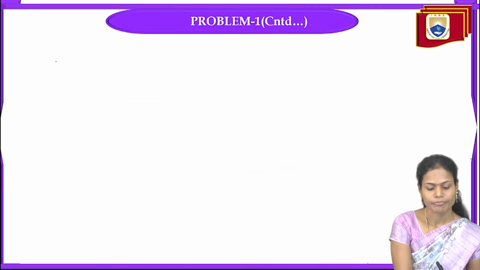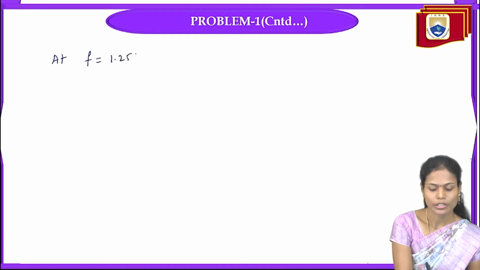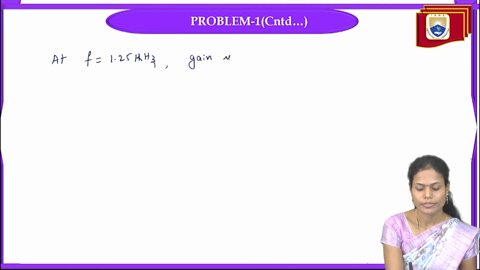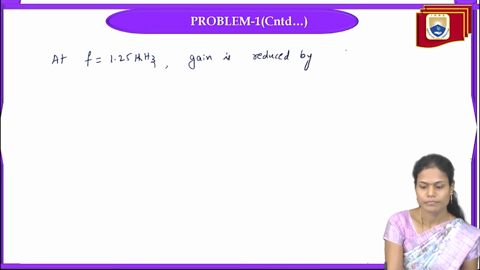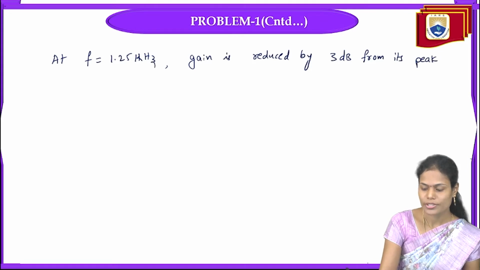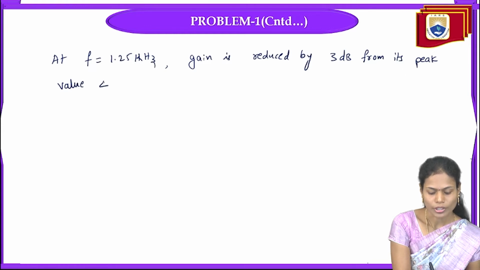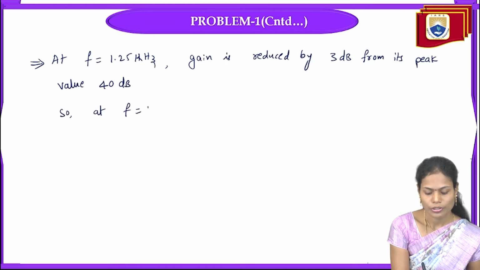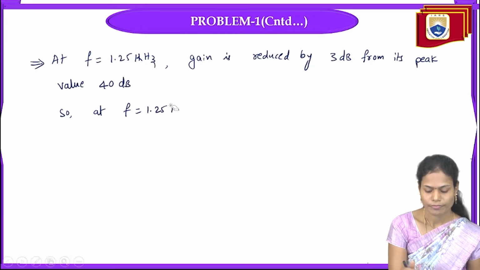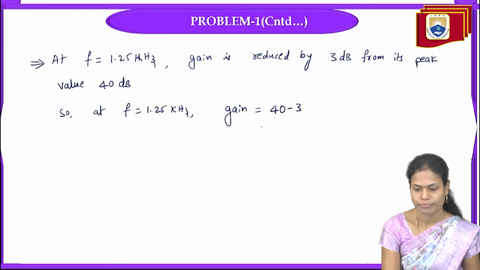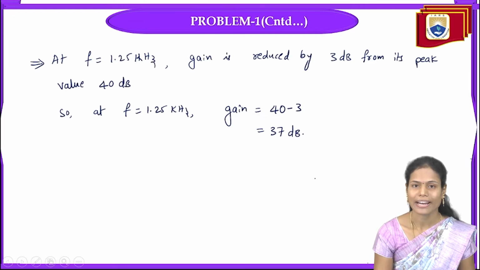At the frequency 1.25 kHz given in the problem, the gain is reduced by 3 dB from its peak value of 40 dB. So at F equal to 1.25 kHz, the gain is 40 minus 3, that is 37 dB. Now we have to find the gain of the practical integrator circuit.